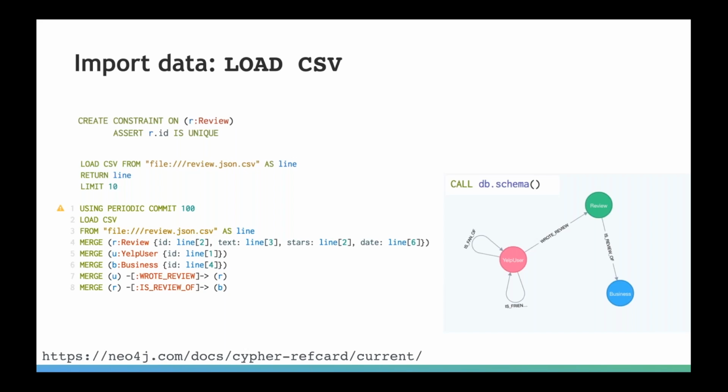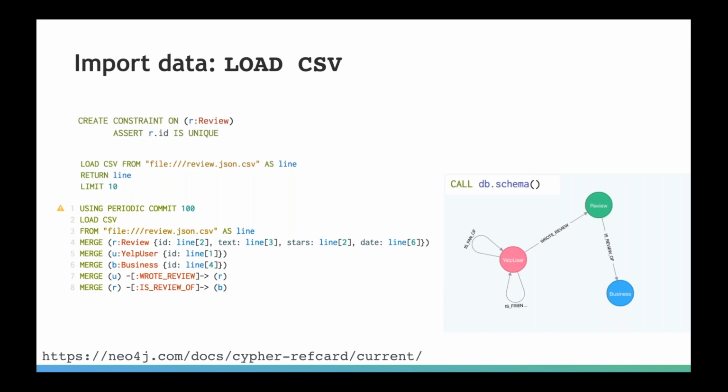So I merge on the user. If the user exists in the database, I fetch it. If it doesn't exist yet, I create it. Same thing with the business. I merge on the business. If it exists, I fetch it. And if it doesn't exist, I create it.